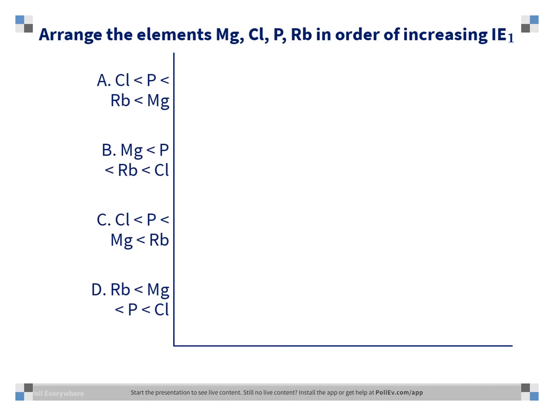The correct answer is D, rubidium, then magnesium, then phosphorus, then chlorine. For first ionization energy, we can just follow the trend that the largest values are towards the upper right of the periodic table, and the lowest values are towards the lower left of the periodic table. We would not be able to follow such a trend for IE2, IE3, etc., because of the large increases from valence to core electrons.